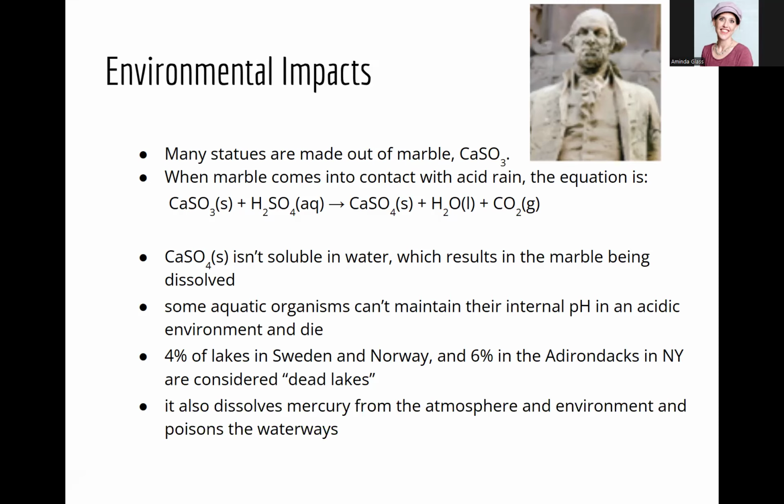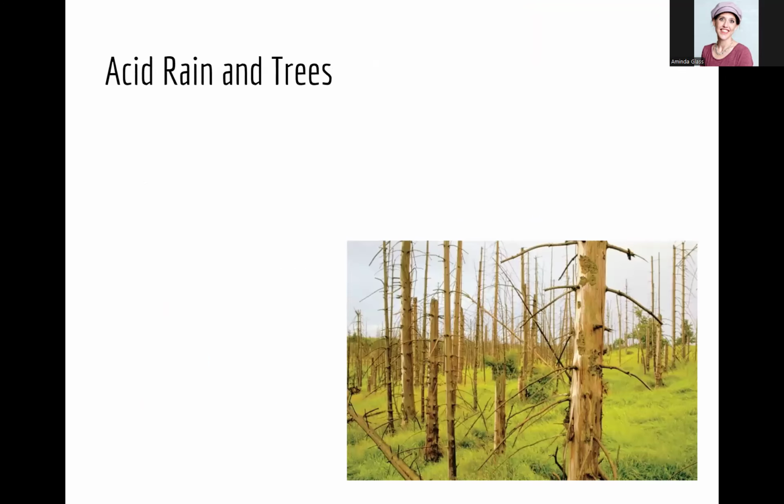Acid rain also dissolves mercury from the atmosphere and environment. And if it dissolves that mercury and you have that acid rain carrying the mercury into our waterways, you're poisoning the environment because mercury is very toxic. It deposits in our body and you can't get rid of it, and it will cause a lot of issues.